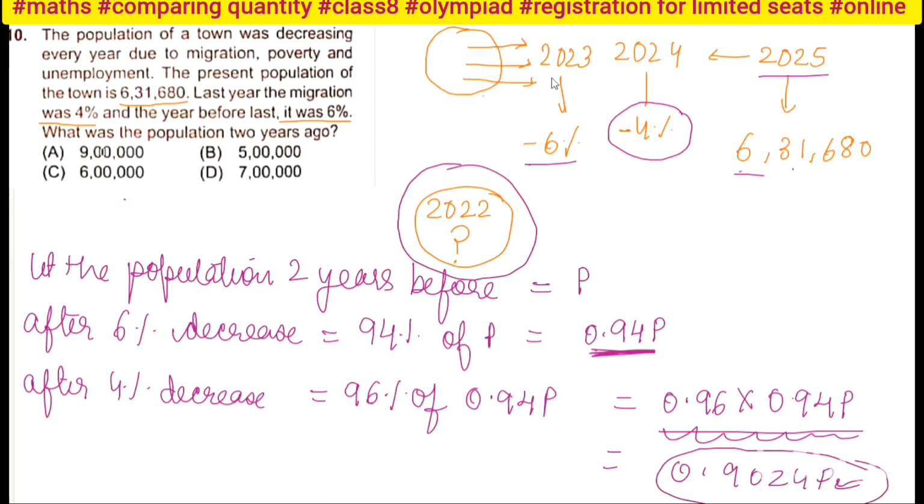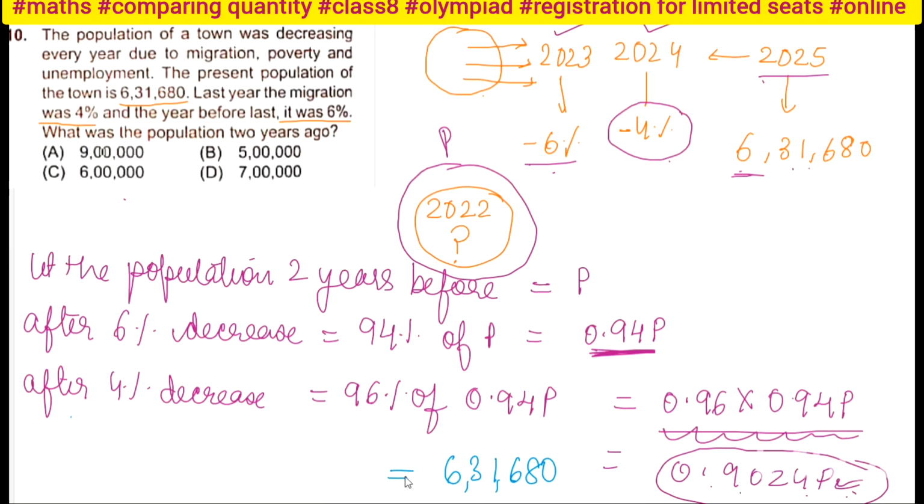Why? Because I have calculated 2023 and 2024, 6% and 4%. I had already taken 2022 as the initial population, that is P. So now I can say 2024 will be 0.9024 P. But this amount is given in our question, that is 6,31,680. So what can I do? I am changing the color. I will say that this amount is equal to nothing but 631,680.